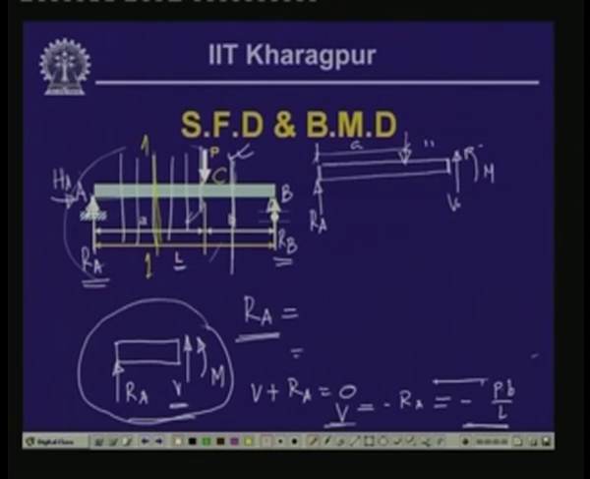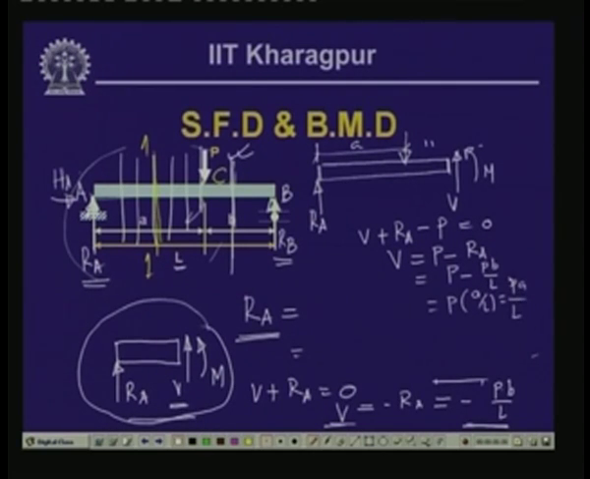Now, if we take the vertical equilibrium of the forces, then V plus R A minus P is equals to 0, or the shear force V is equals to P minus R A, and R A, as we have seen, is equals to P B by L. So, this is equals to P minus P B by L. So, P if we take out, this is L minus B by L, that means it is A by L. So, this is equals to P A by L.